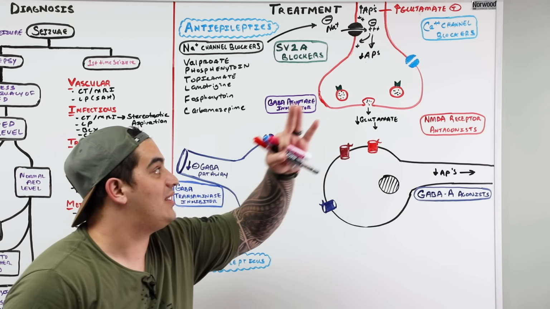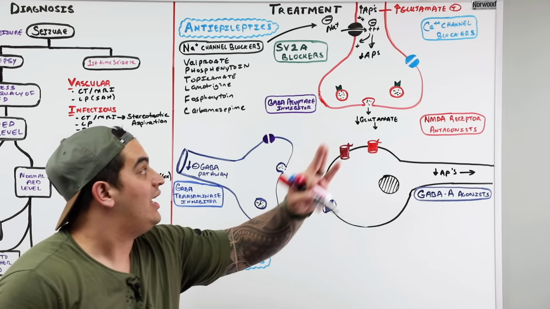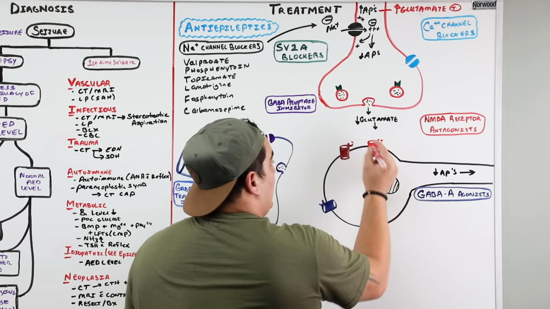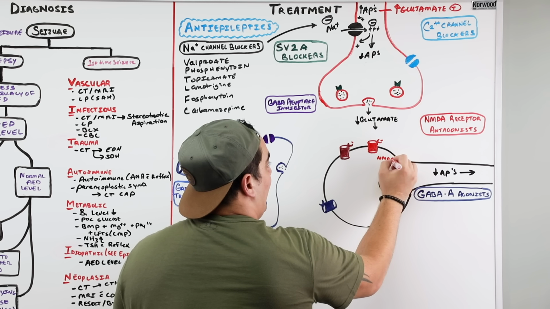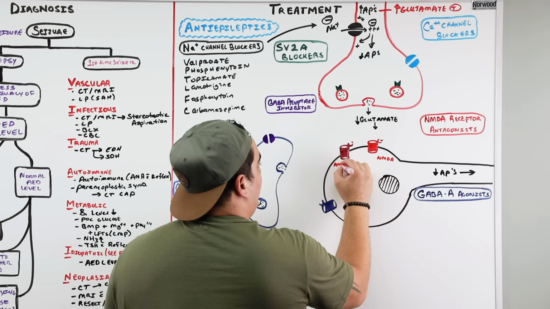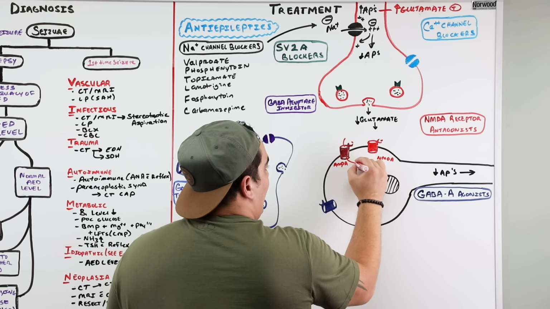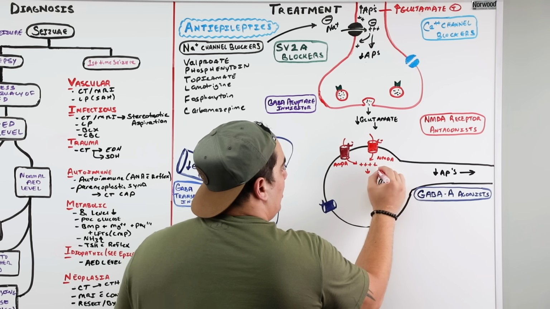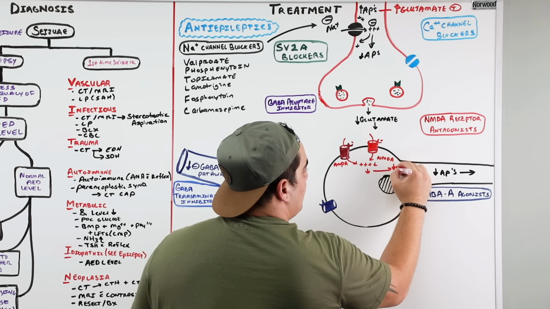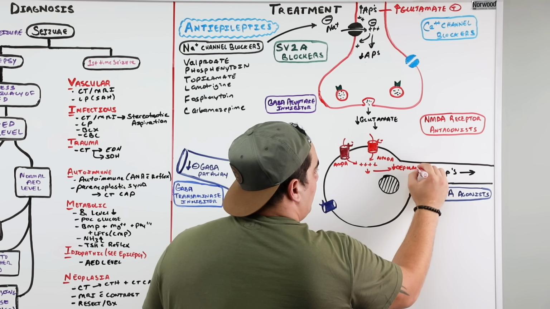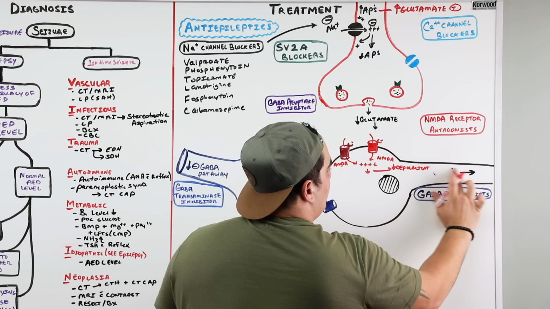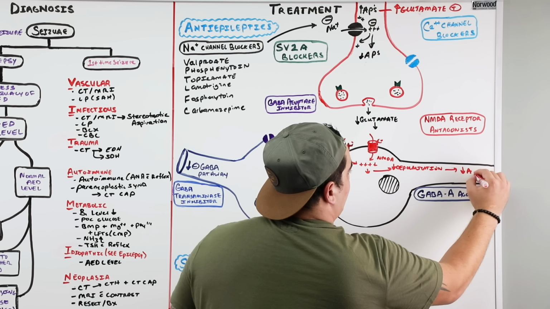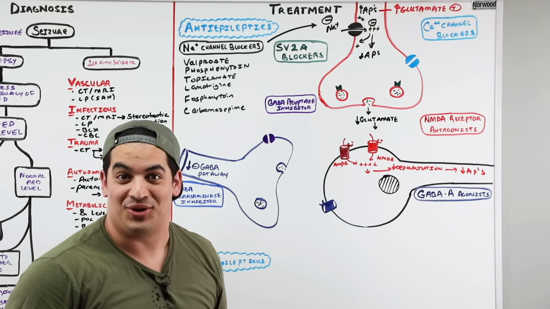down those glutamatergic neurons, decreases glutamate release. If there's less glutamate, what happens? That means less glutamate binds onto the NMDA receptors and AMPA receptors. That means less cations enter into the cell. Less cations decreases depolarization. And if you decrease the depolarization, you decrease action potentials, decreasing seizures.